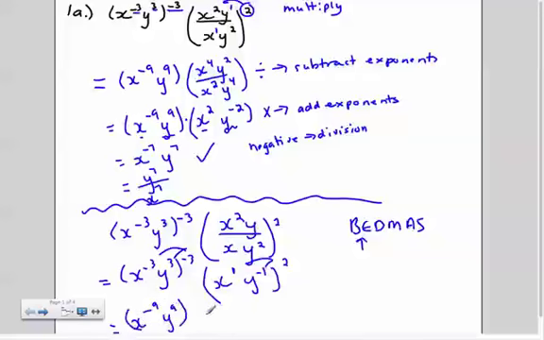I multiplied the 3 in. X to the 2, y to the -2. I multiplied the 2 in, which gives me my same answer. X to the -7, y to the 7. So you can deal with outside exponents first, or you can deal with inside the brackets.